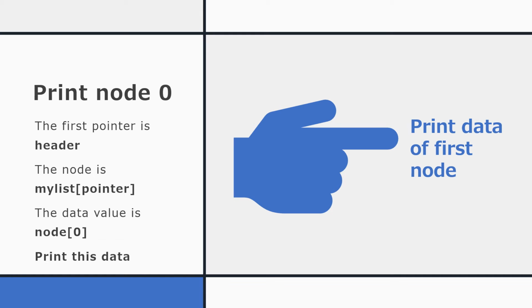So let's add a couple of lines to the program so that we will print the data from the first node in the list. The first pointer is header. So the first node in the list is mylist square brackets header, and the data value is position 0 within that sublist. So see if you can do that, and I'll show you the answer in a minute.